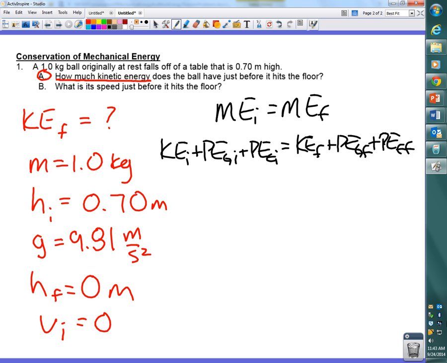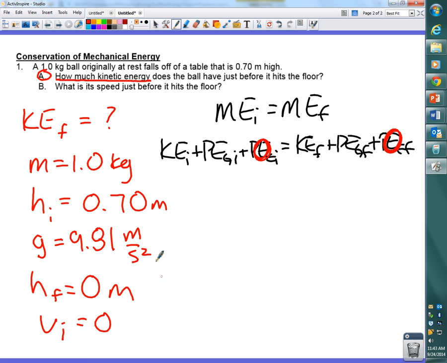First, elastic potential energy. Where does elastic potential energy come from? What has to happen before elastic potential energy affects a situation? John. We have to stretch something or we have to compress something. Sean, is anything being stretched or compressed in this problem? No. So that means that we can safely assume that the initial elastic potential energy is zero and the final elastic potential energy is zero as well. Okay? So we've eliminated two terms out of this equation.